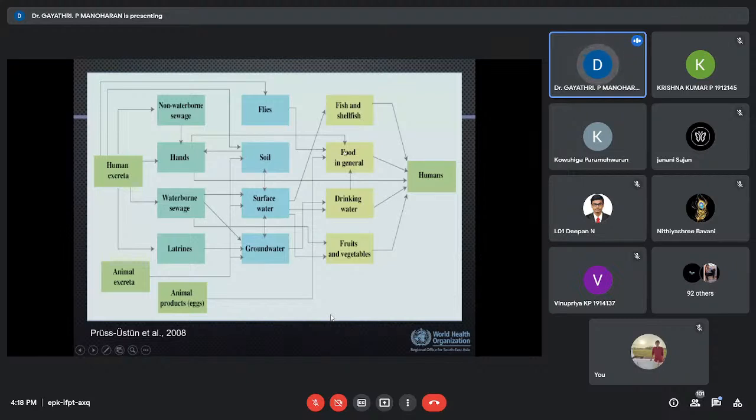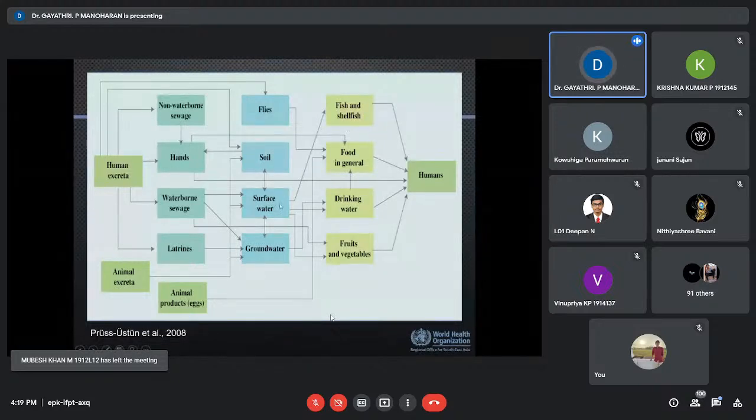The contamination of food and water takes place. The flies which sit on the excreta come and sit on food which is in open condition. That food is consumed by humans, who may get diseases very easily.